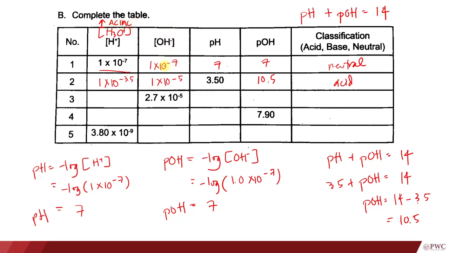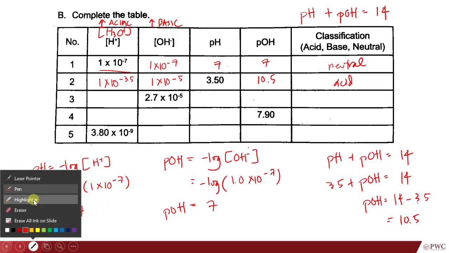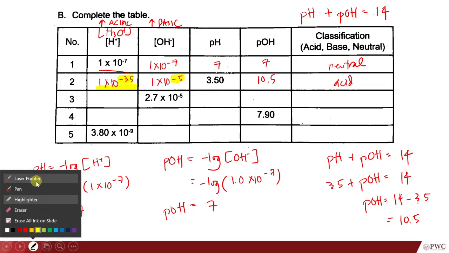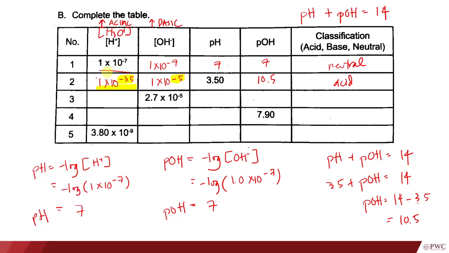On the other hand, when the concentration of OH minus is higher, then this one is basic. If we look here, let's focus on the exponents. That's negative 5, then this one is negative 3.5. Again, this one is a negative exponent, therefore this one is a larger number. Again, it's larger when it has a lesser negative exponent. So in this case, the concentration of hydronium is higher compared to OH minus. So this one is obviously acidic.